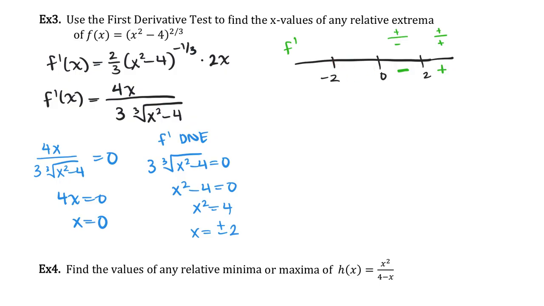If I plug in negative 1 at the top, I get negative 4. If I plug in negative 1 at the bottom, negative 1 squared is 1, minus 4 is negative 3. I cube root negative 3, I get a negative. So negative divided by negative is a positive.